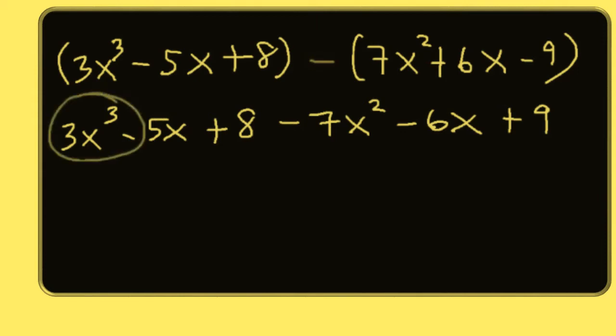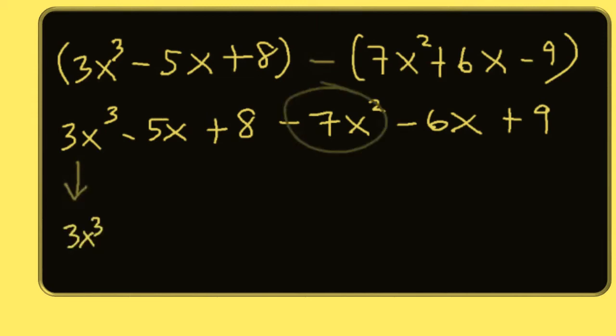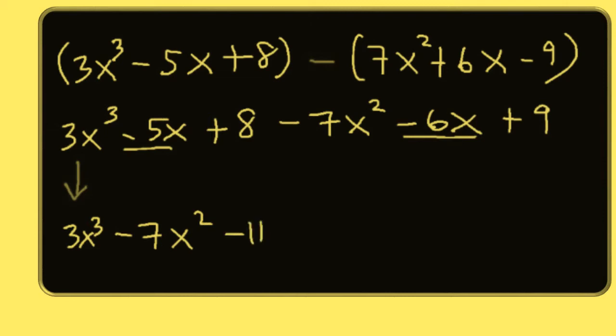There are no similar terms to x cubed. There is only one x cubed term, so we are just going to bring it down and rewrite it. Likewise, this term is one of a kind, so we are just going to rewrite it. Now we can combine these two terms. Negative 5 minus 6 is negative 11, and 8 plus 9 is 17. So this is the answer: 3x cubed minus 7x squared minus 11x plus 17.